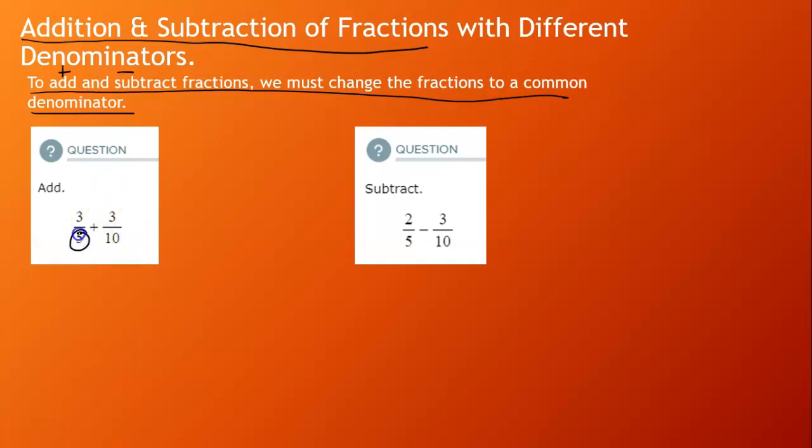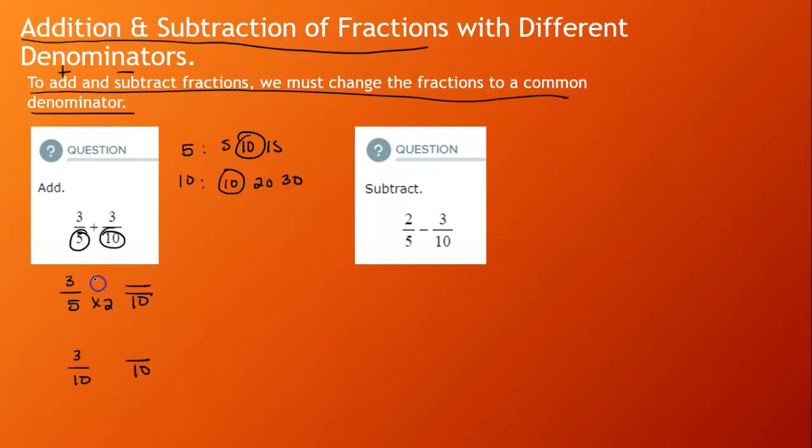For this one, I'm looking for a common denominator for 5 and 10, and we already did this just a second ago. If I count by 5's, it's 5, 10, 15. If I count by 10's, it's 10, 20, 30. I already found the common denominator, it's 10. So now I want to change each of these to a common denominator. The denominator that I want to change these to is 10.